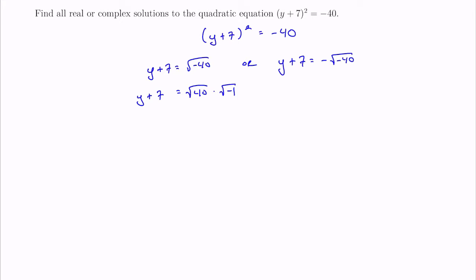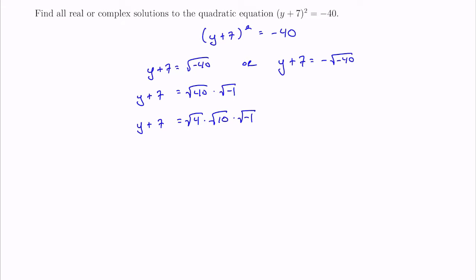To continue simplifying the square root of 40, 40 does have a perfect square that divides into it, which is 4. 4 times 10 is 40, so we will rewrite the square root of 40 as the square root of 4 times the square root of 10. Keeping everything else in that equation, we'll then have y plus 7 equals the square root of 4 times the square root of 10 times the square root of negative 1.